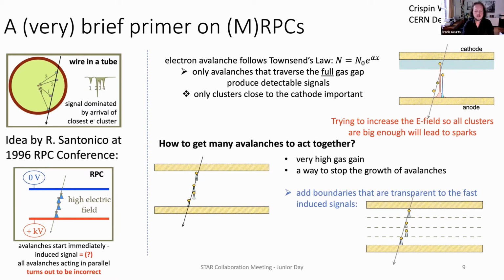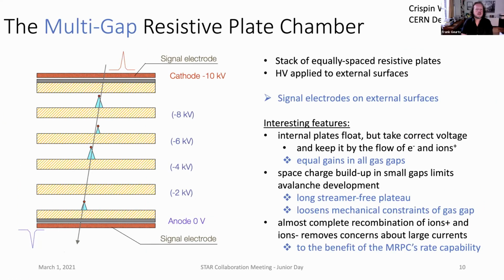Aha. Well, how does that implementation then look like? Here I show on the left side the so-called multi-gap resistive plate chamber. A multi-gap resistive plate chamber really is a stack of equally spaced resistive plates. These are the resistive plates here in yellow hashed. And then we have some signal electrodes on the surfaces that are able to pick up the induced charge.